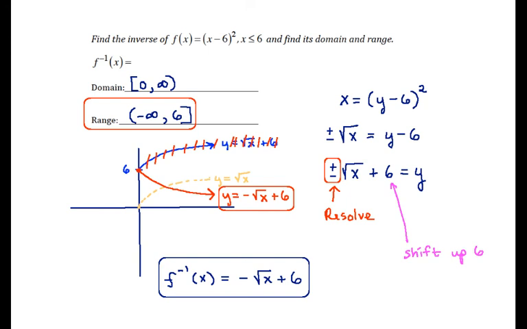So we can see that with these domain restrictions, we really do have to take bits and pieces from all the representations we know, or at least bits and pieces of the domain and range, the symbolic process, and perhaps the graph in order to tie everything together to really find an inverse.